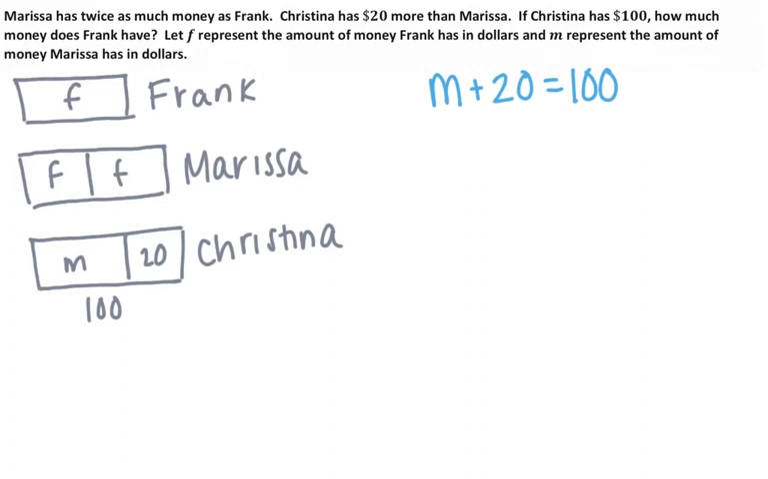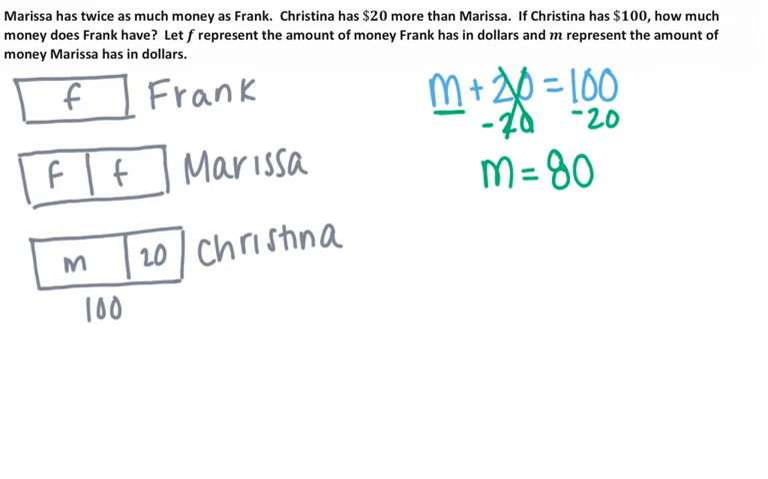Remember, we want to get the variable by itself, so we want M all by itself. So we're going to subtract 20 from both sides. This gets rid of the 20 over here, so we're left with M. And then 100 minus 20 is equal to 80.